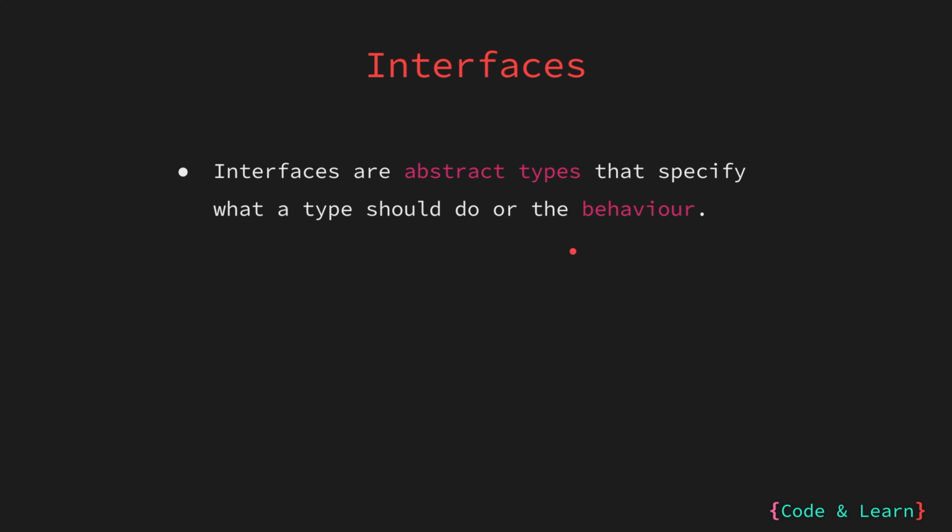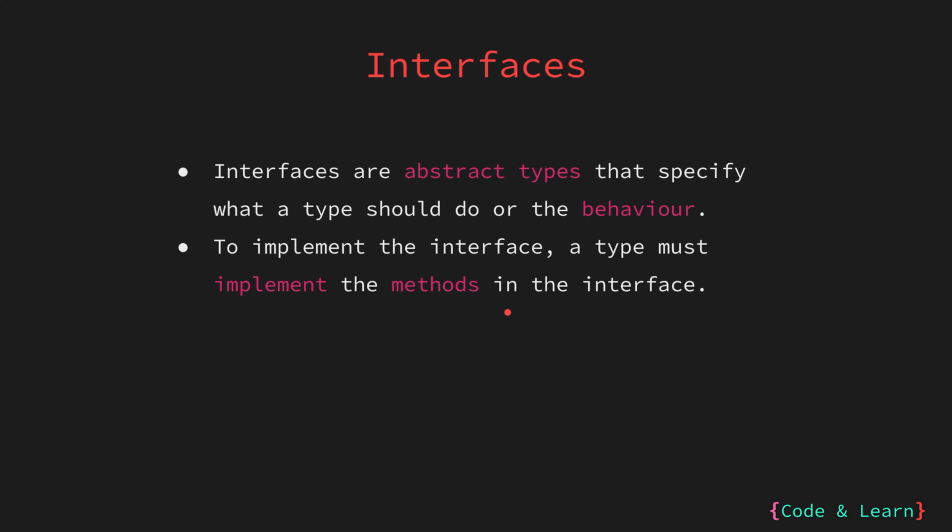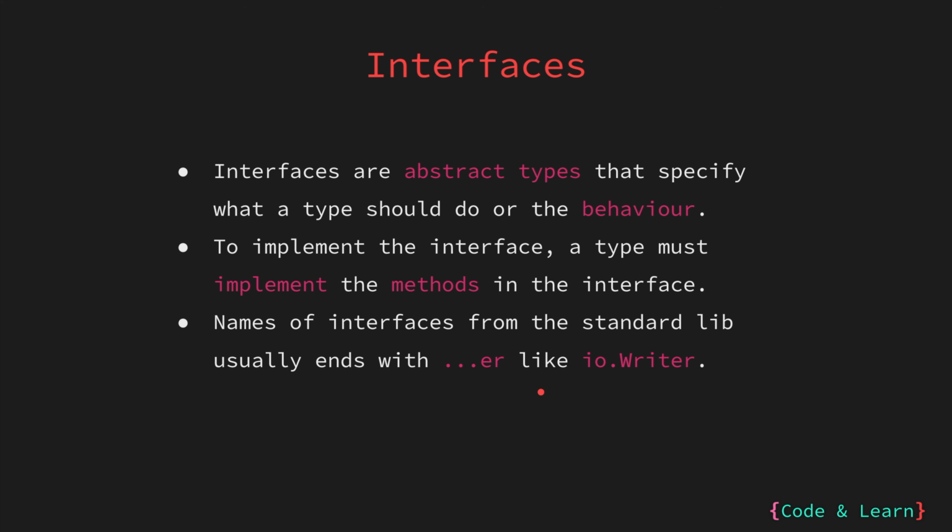To write an interface, we use the type and the interface keyword, and inside the interface, we declare the signature of methods for that interface. The methods declared inside the interface are known as the method set of the interface. To implement an interface, a type must implement all the methods that are defined in it. As long as the type implements the methods specified in the interface, it is considered to implement the interface. In Go's standard library, interface names typically end with er, such as io.Writer. This is a convention widely used in the Go community.